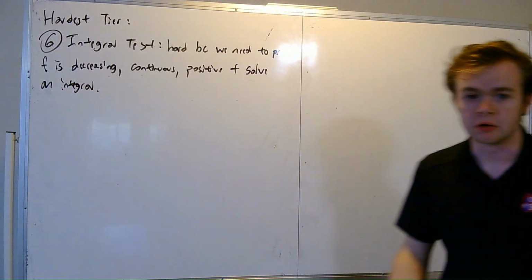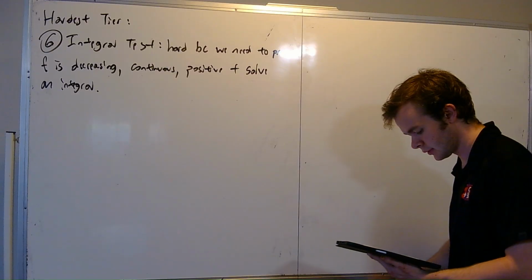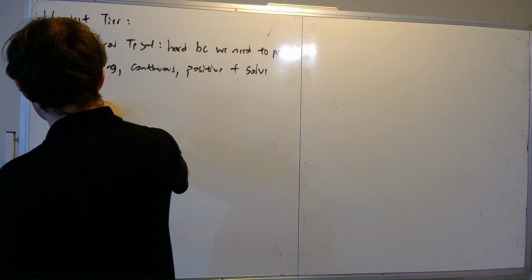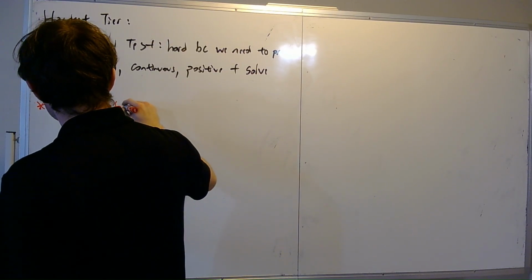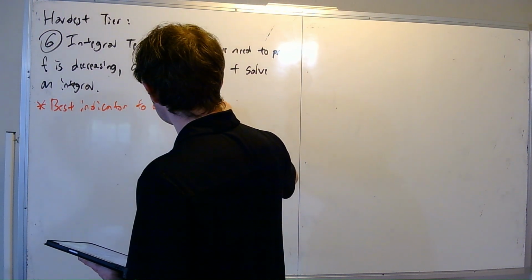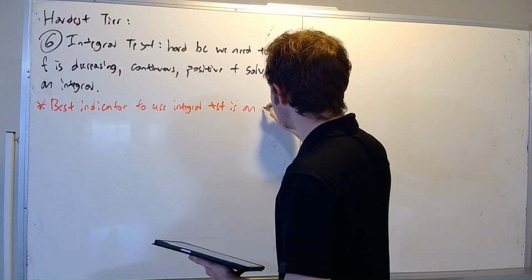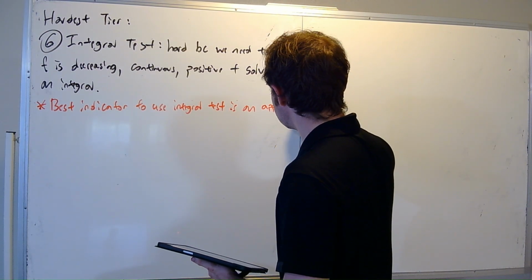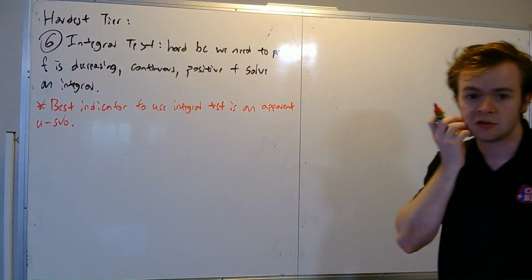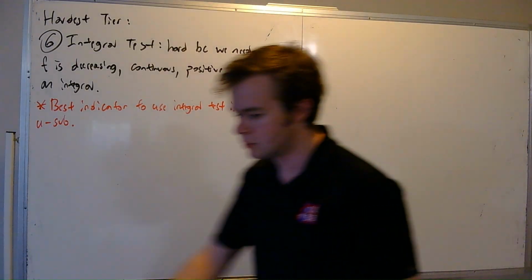Right, so that's kind of a lot of work, right? So we've got to prove all of these things, and let's say here the best indicator that we want to use this test, to use the integral test, is an apparent U substitution. Right, so if we see an easy U sub that we can make, then we can actually go ahead and solve the problem just by using the integral test.